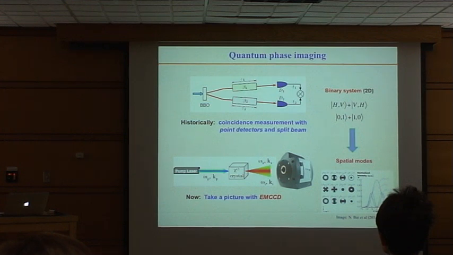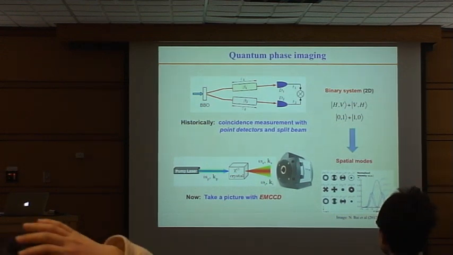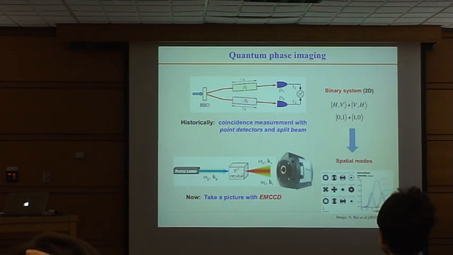Fast forward a little bit with technology. Megapixel camera, 1 million point detectors. I can't photon count. They're not good enough yet. But what I can do is I can lower the temperature and make them sensitive to low photon number.